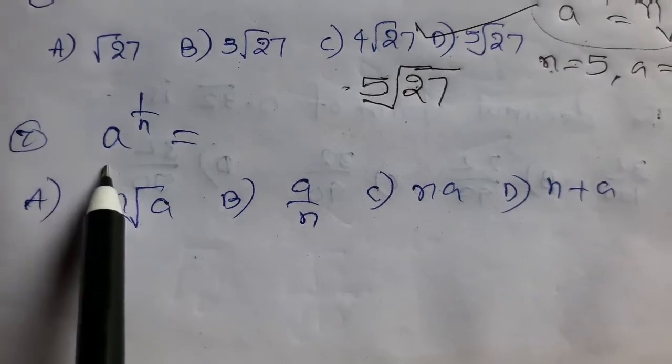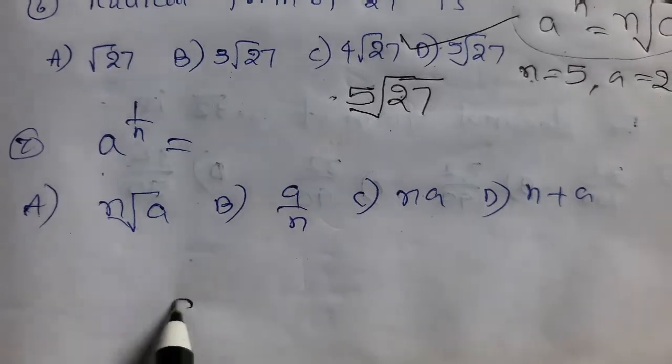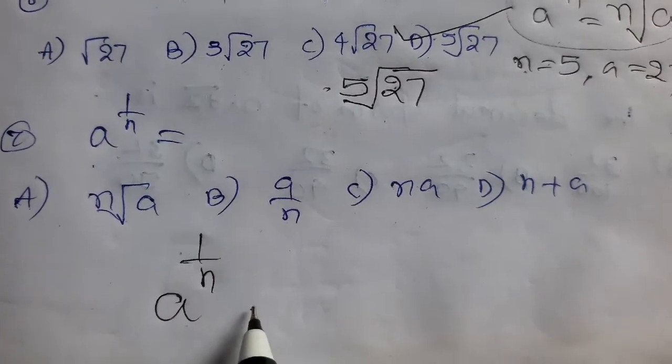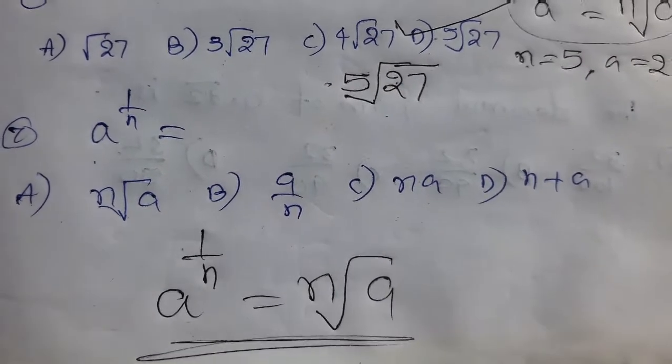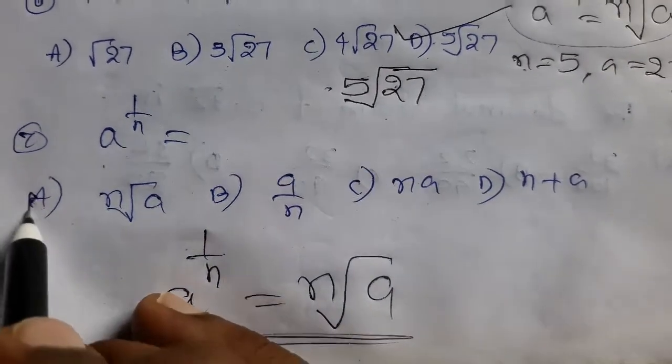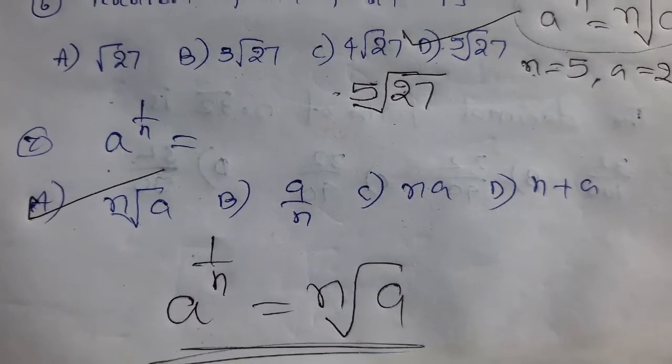See here, a power 1 by n equals to, just now we told in the previous question, a power 1 by n can be written as nth root of a. This is the formula. That means option number A is the right answer of the given question. Now move to next question.